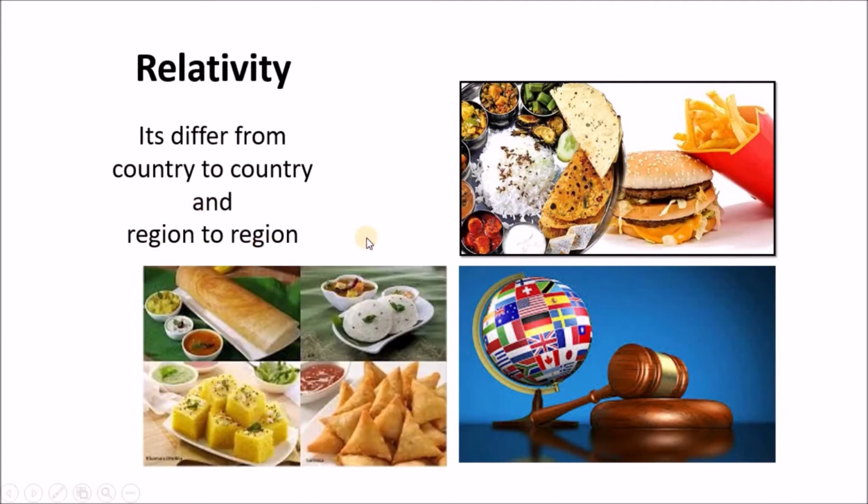So if you talk of India, we have different states. In every state you can see that their traditions, their eating habits, all differ. Like in South India, their food habit is they take idli and dosa. In Gujarat, they are mostly eating dhokla or khandvi. In North India, it is samosa or chole bhature.